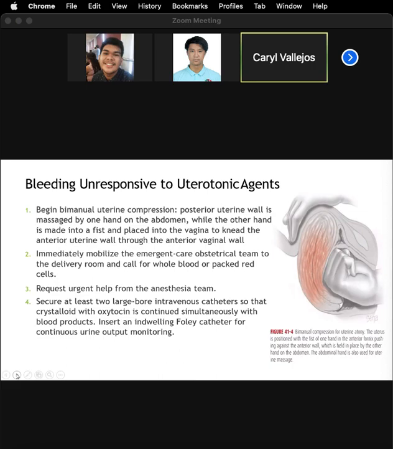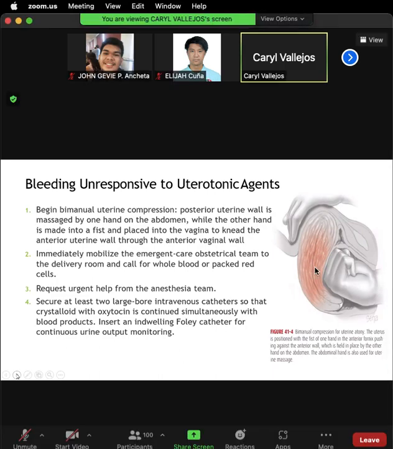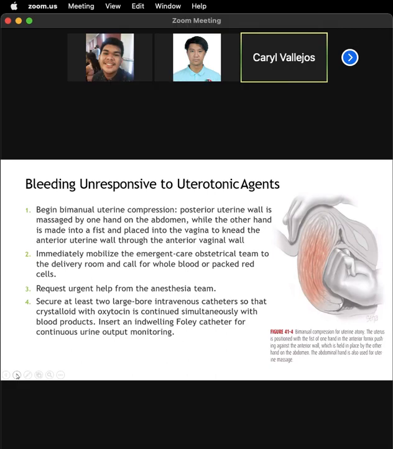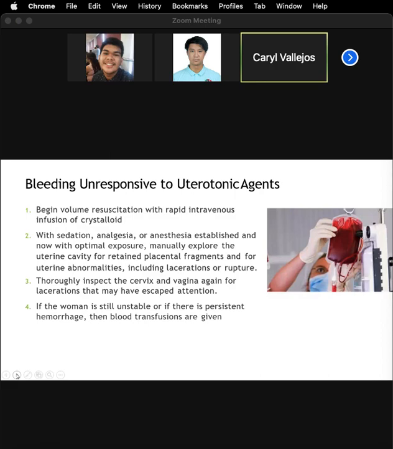Meaning to say, you have to ask for help to the people inside the delivery room and request urgent help from your anesthesia team. Secure at least 2 large bore intravenous catheters so that the crystalloid with oxytocin is continued simultaneously with blood products. Insert an indwelling Foley catheter for continuous urine output monitoring. Begin your volume resuscitation with rapid intravenous infusion of crystalloids.